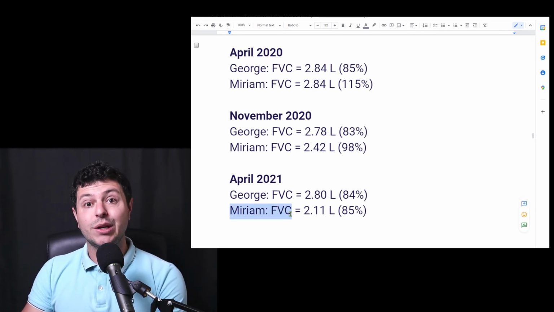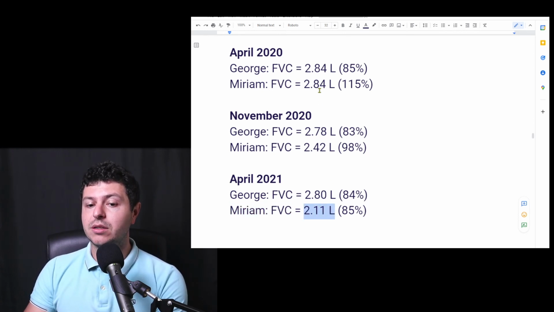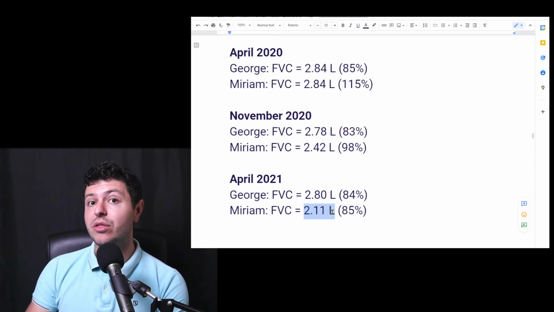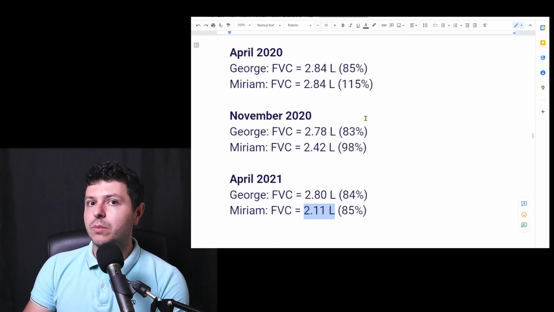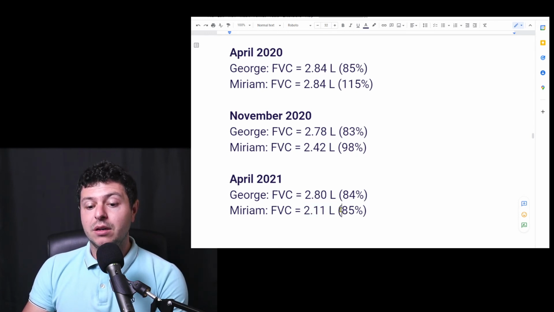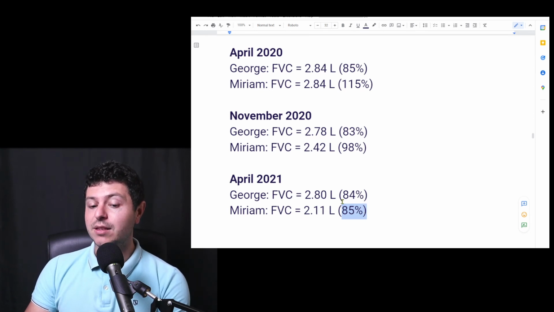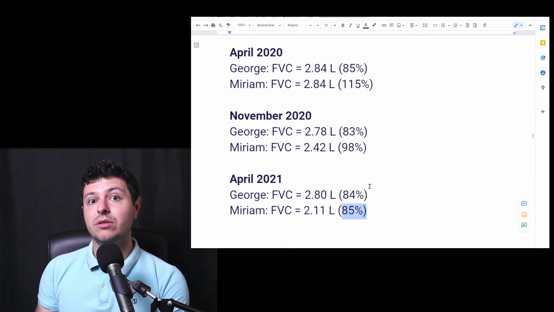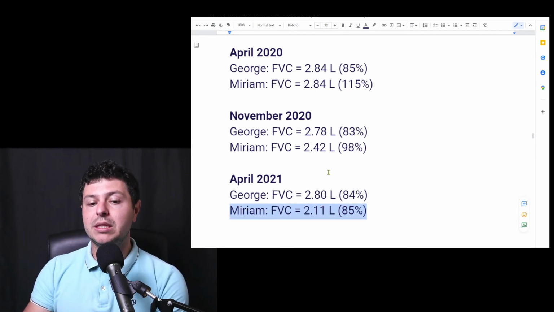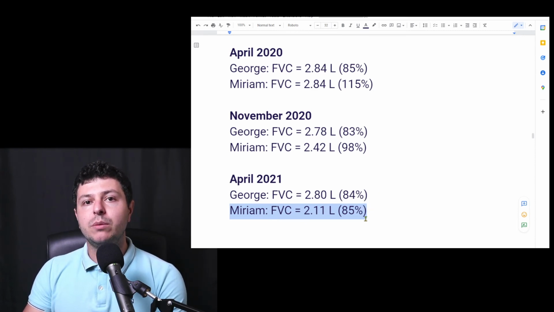Miriam, we check her lung function again. This time, 2.11. So she has lost 0.73 liters, 730 milliliters. So that's a very big drop in a year. And now her percent predicted is the same as George's. But look how much she's lost. So she has lost 30% in absolute value, 30 percentage points. So she would feel this drop. So Miriam at this stage might be feeling much worse than George, even though their percentages are the same.